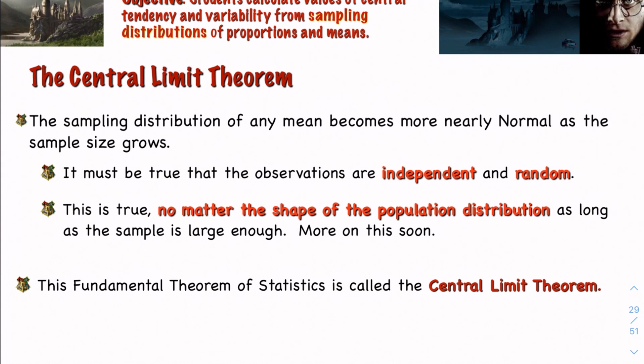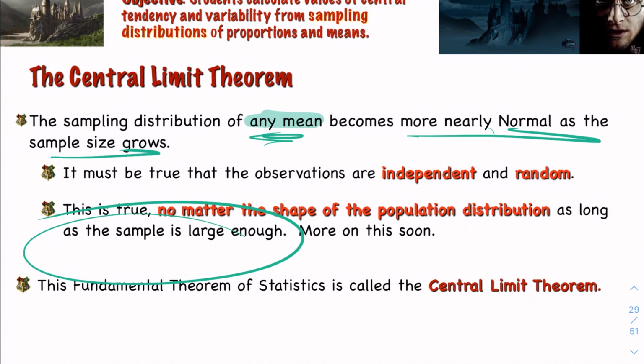So the sampling distribution of any mean becomes more nearly normal as the sample size grows. And this must be true that the observations are both independent and random. We have to say those. And this is true no matter what the shape of the population distribution is, as long as the sample is large enough. Think of that experiment we did with the NFL salary and how skewed that data was, and yet we got from the means a unimodal symmetric distribution.